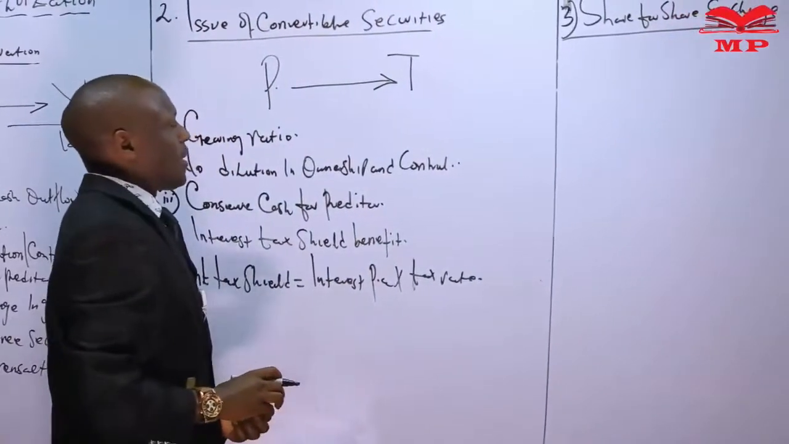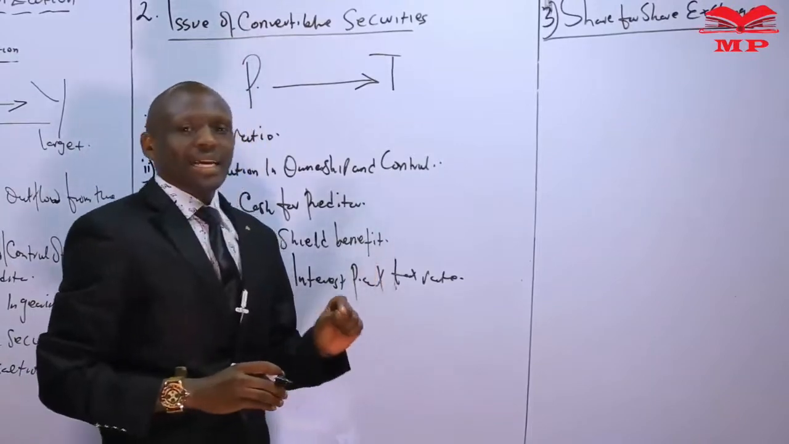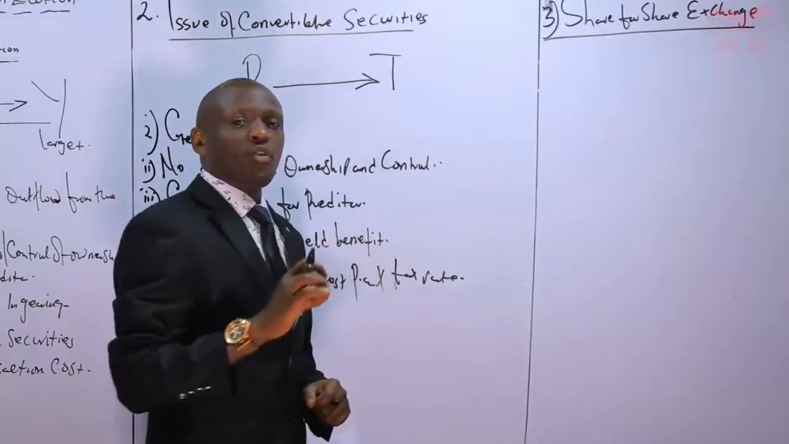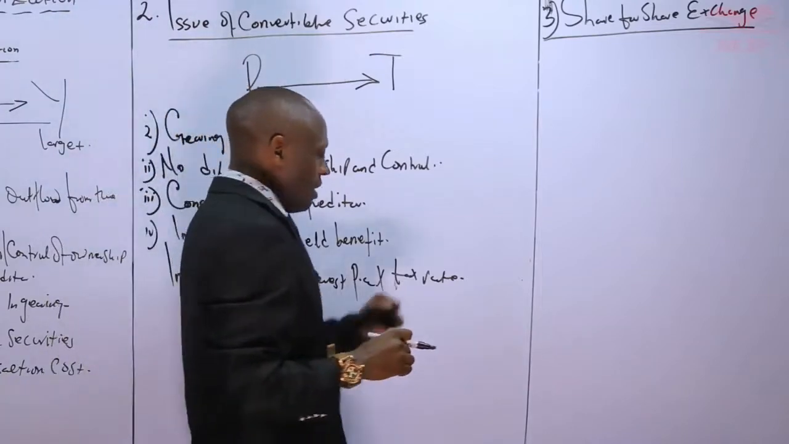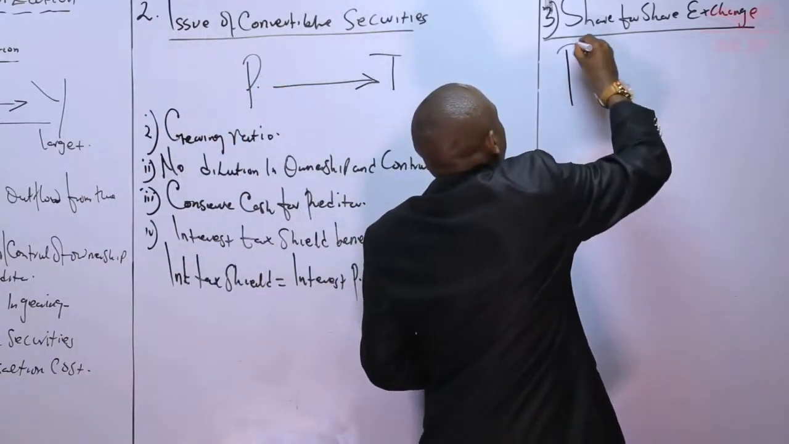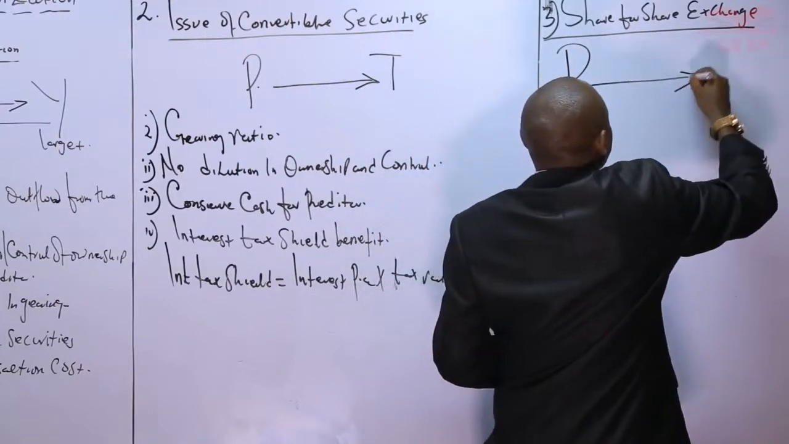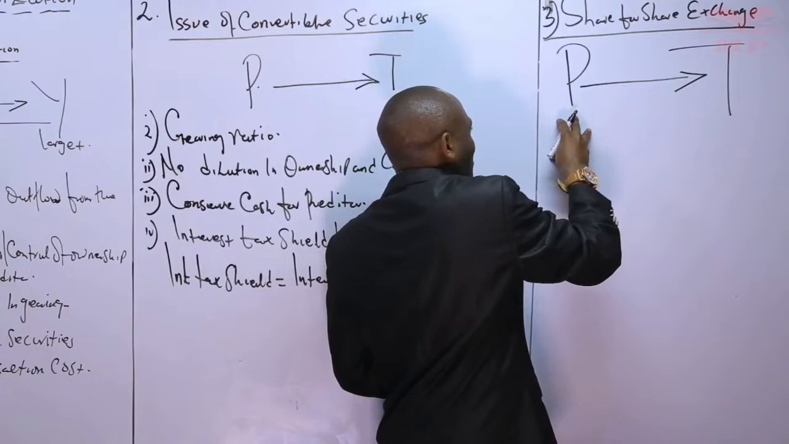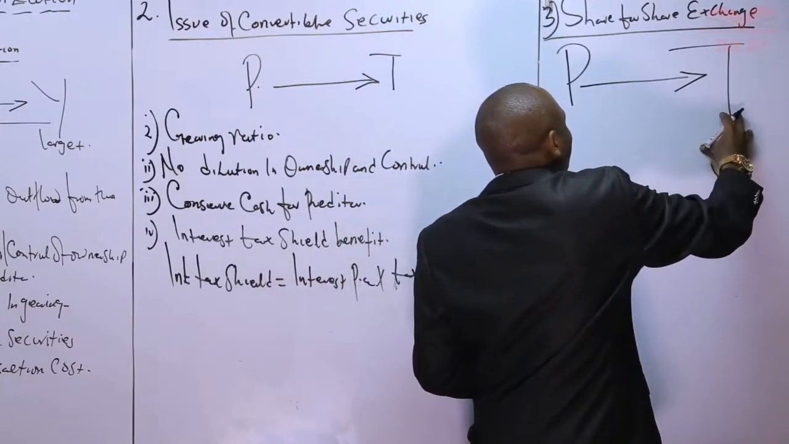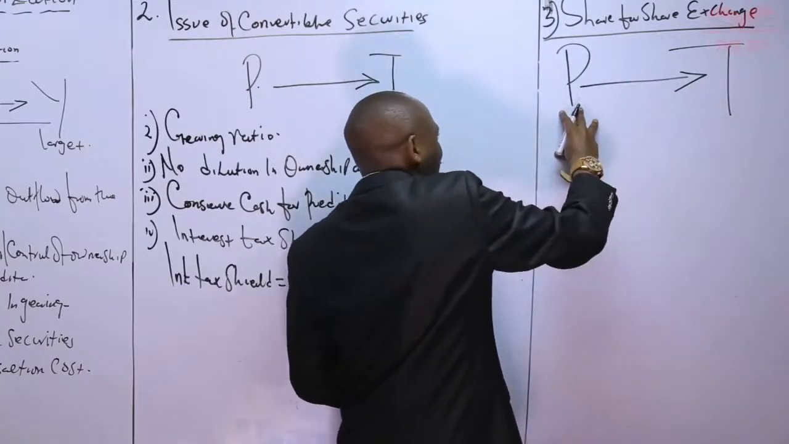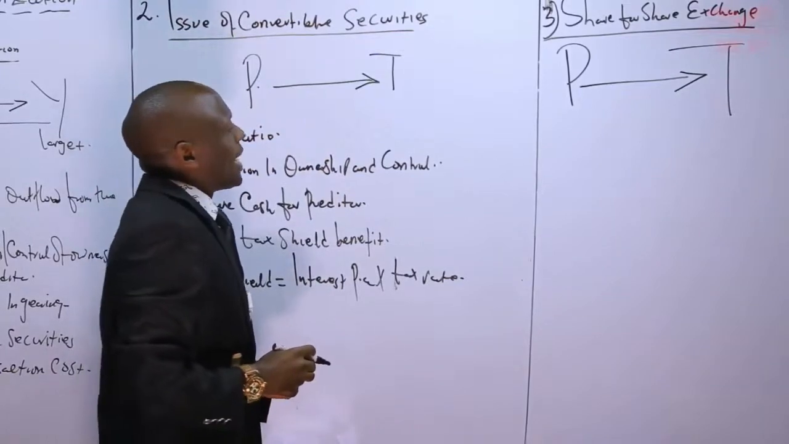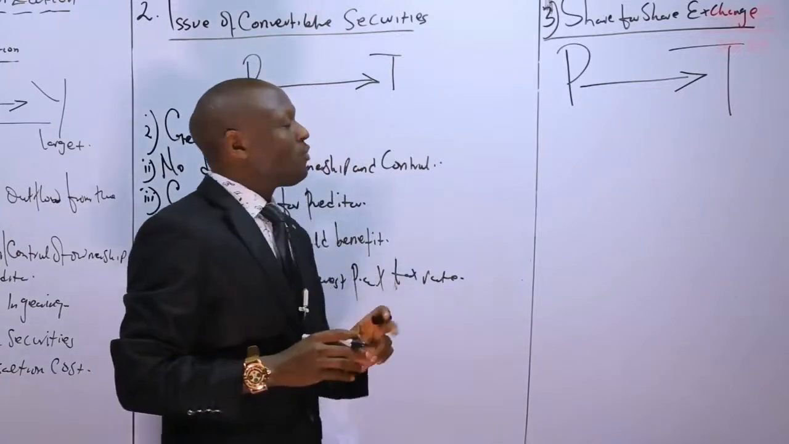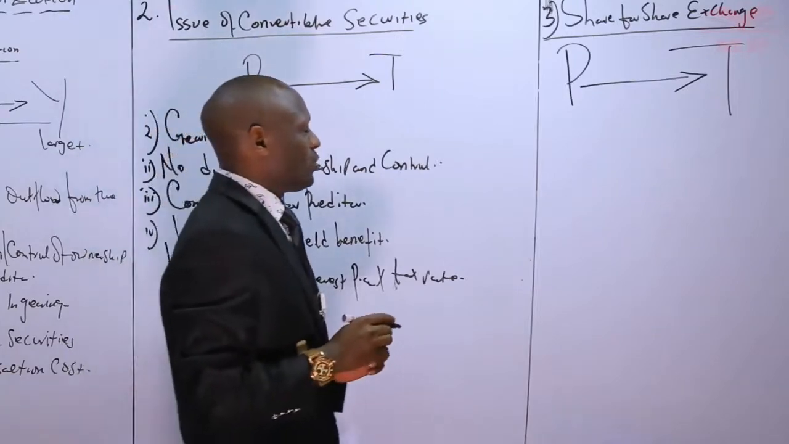A share for share exchange arises when a predator company issues some shares to the shareholders in the target in exchange for the shares held by the shareholders in the target. At this point, we look at the predator acquiring another entity, the target. The predator will issue its shares to the shareholders in the target. So the shareholders in the target become a part of the owners in the predator. Before we look at how to go about the share-for-share exchange, we can look at the implication of this approach of consideration in a merger and acquisition.